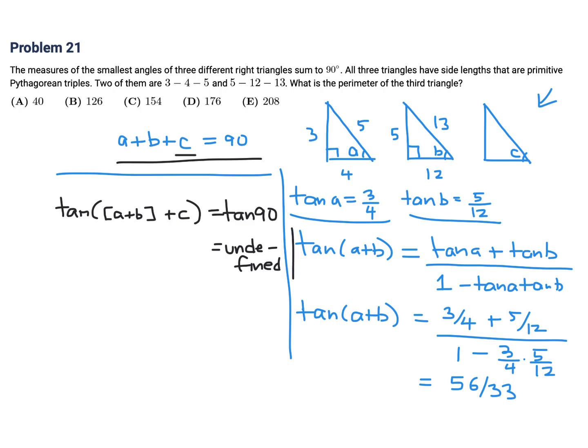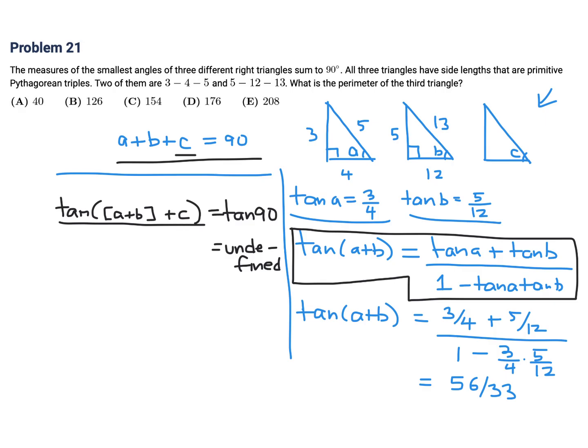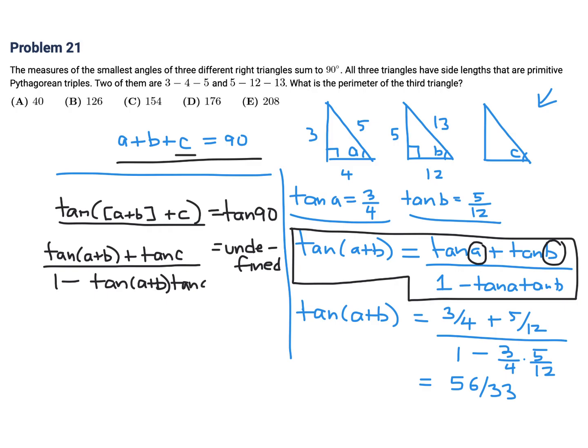So let's use this formula over here. The tan of A plus B, I purposely put in brackets because that's going to be our first angle, and C would be our second angle. So that's written like this: tan of A plus B plus the tan of C, over 1 minus the tan of A plus B times the tan of C. Okay, so we concluded that it's undefined. The only way that's undefined is if the denominator is equal to 0. So that means 1 minus tan of A plus B times the tan of C is equal to 0.